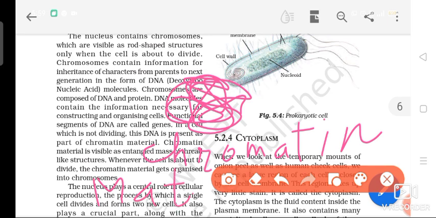Okay, this chromatin material is converted into the chromosomes, which are the rod shaped structures, when the cell is about to divide. So this chromatin material is visible as an entangled mass of thread like structures, and when the cell is about to divide, this chromatin material is condensed into the chromosomes.